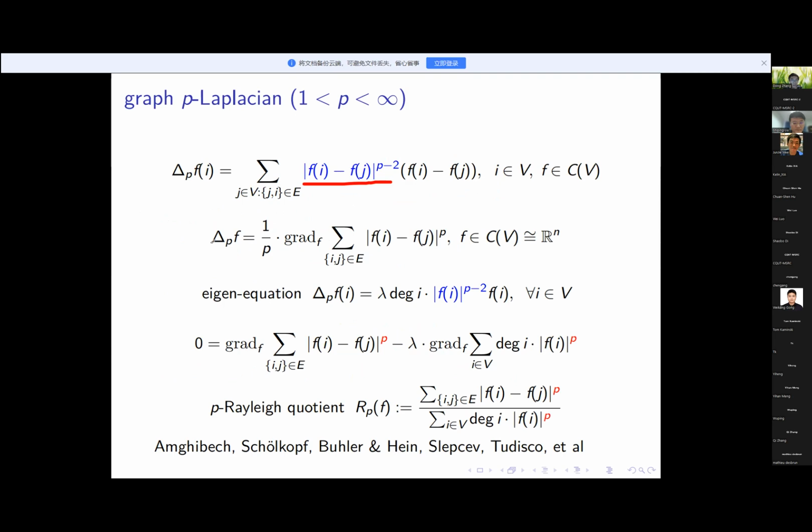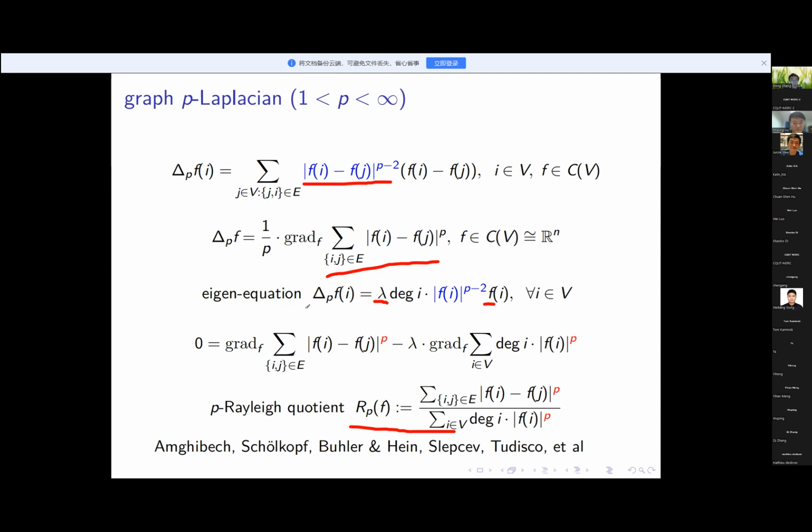And in fact, the p-Laplacian acting on f is 1 over p times the gradient of this p-homogeneous convex functional at f. And the eigenvalue problem for the graph p-Laplacian is to find a real number lambda and the function f satisfying this eigenequation. And we can of course rewrite it by these Lagrange equations. And the eigenvalue problem for p-Laplacian is equivalent to finding the critical values and critical points of this p-Rayleigh quotient.